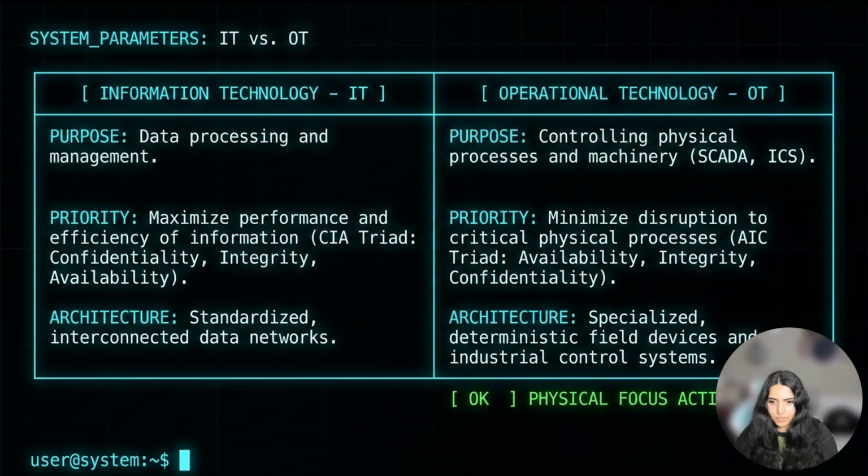And the other difference is architecture. The architecture of IT is a standardized, interconnected data network, while the architecture in OT is specialized, deterministic field devices and industrial control systems. We're going to get into the CIA triad and details in a bit.